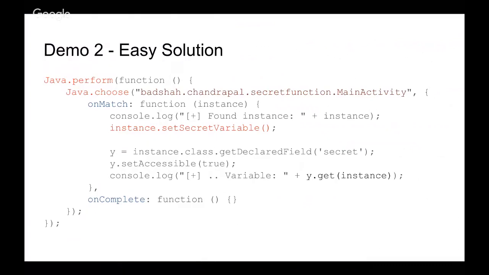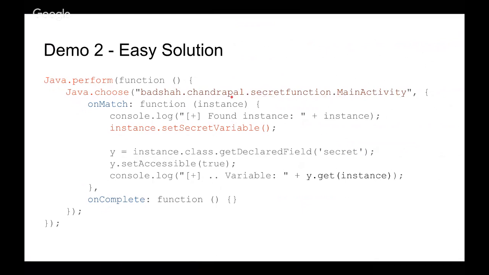Now let's analyze what we just did. We use Java.perform. As usual, it's going to create a thread and attach it to the JVM, the Java Virtual Machine. Now we say Java.choose. Whenever we say choose, it is going to access the object which is in memory. It is not like Java.use, which is going to create an object of its own. But instead, we use Java.choose on this class.